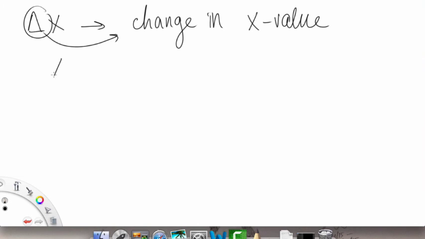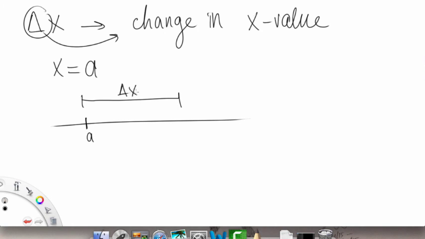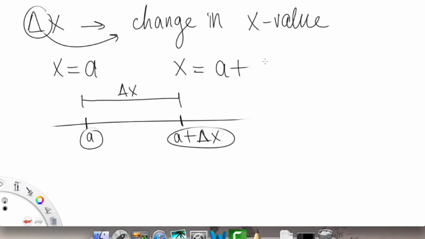So let's say we start off with our x value being x equals some number a, some constant a. And then we change it. On a number line, this would look pictorially like here's a, and then we're going to move it by delta x, by some factor of change. Once we do that, our new point is going to be a plus delta x. So this is our old point and this is our new x point. So our new x point is x equals a plus delta x. Another way to rewrite this, just in terms of delta x, is delta x equals x minus a. So these two equations mean the same thing.